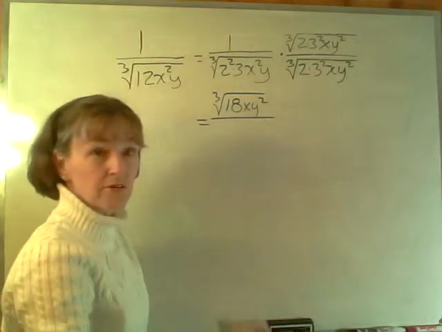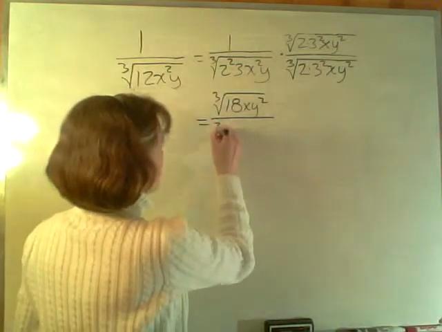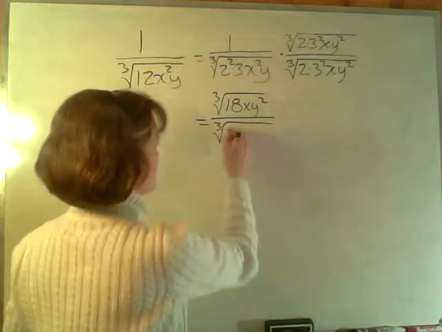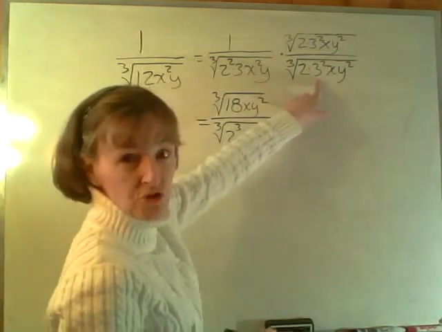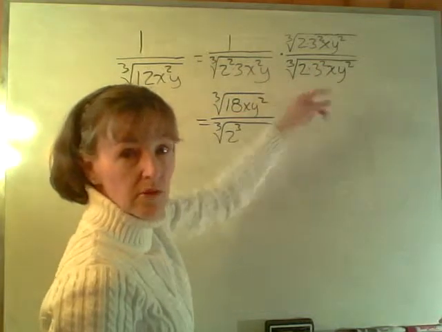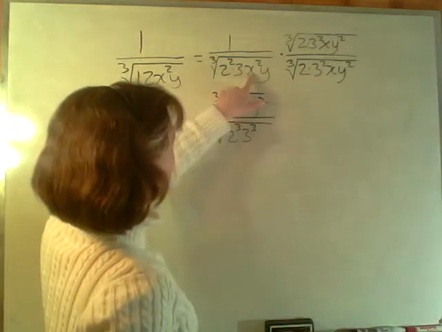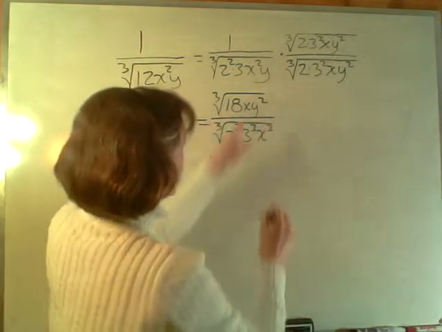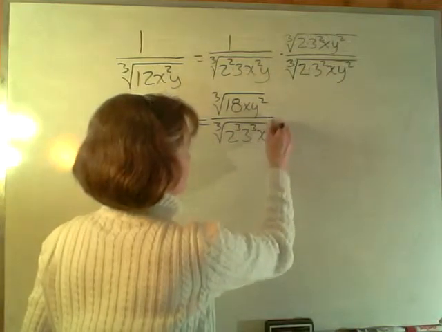But in the denominator, I'll have the cube root of, and then I'll have 2 2's and 1 2 make 3 2's. So I'll have 3 2's. And then 1 3 and 2 3's make 3 3's. So I have 3 3's. I have 2 x's and 1 x, so that's 3 x's. And I have 1 y and 2 y's, so that's 3 y's.